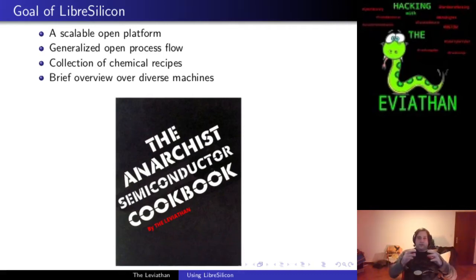This is all collected in one place where you can find answers to your questions. How do I build this? And since I'm an ANCAP, I figured I'll also make a print version of it at some point. It's fitting, the Anarchist's Semiconductor Cookbook.